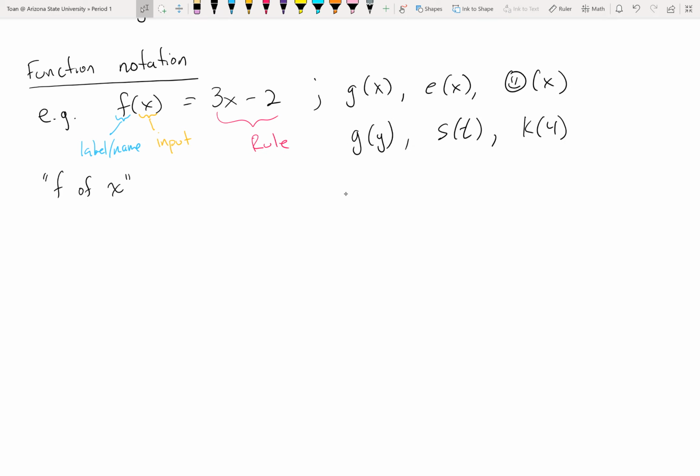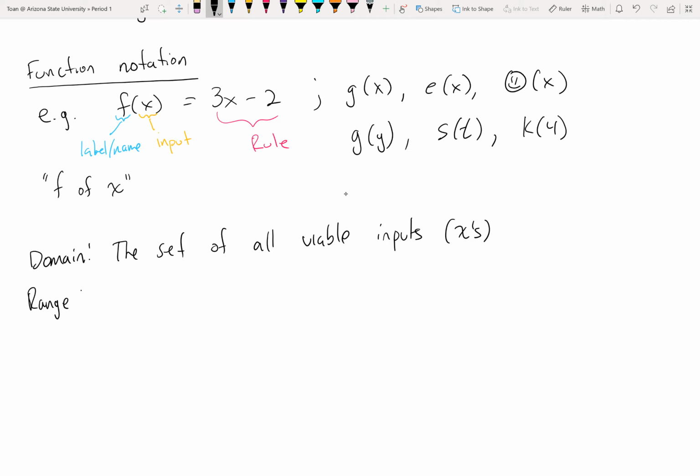Everything that you input, the pool of our inputs, we call that the domain. So this is just more vocab. By definition, the domain is the set of all viable inputs. And again, as I said before, your inputs could be any variable. Typically, if it's not a word problem, if it's not a context, we usually use x for inputs. And the twin vocab word of domain is range. This is the set of all outputs.